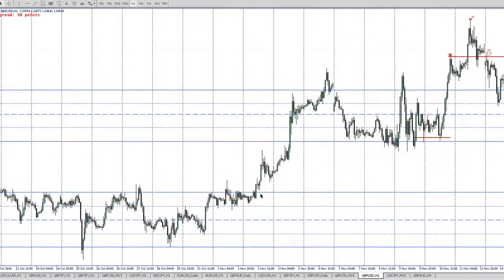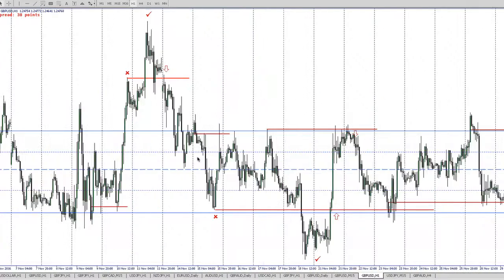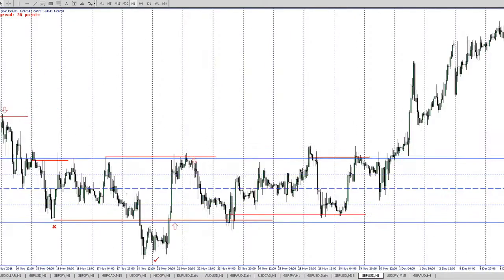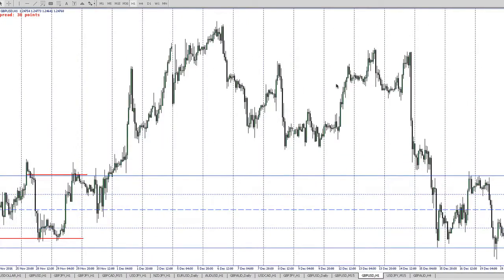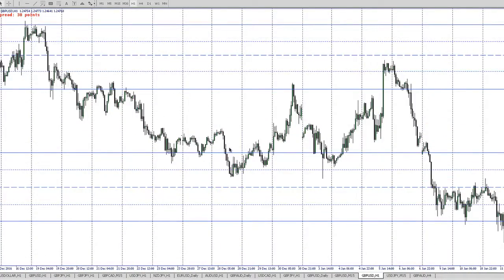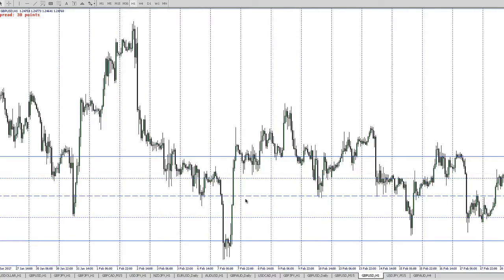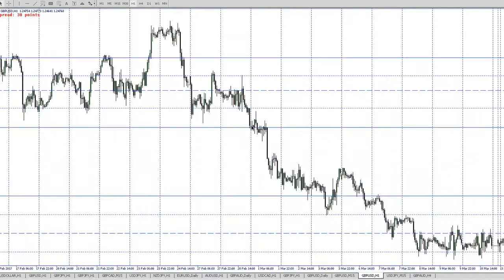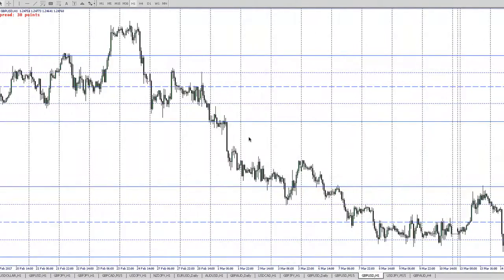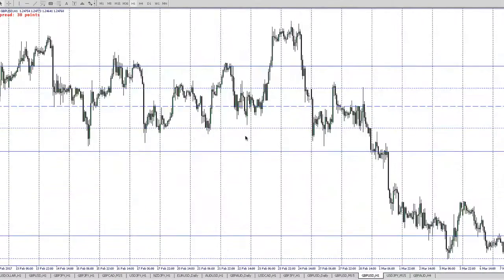So there's your range, then you've got a trend, then you've got a range, and then you've got a trend, then you've got a range, then you've got a trend, and then a range and a trend. You know, this is what the market does. Obviously it's obvious here, but like 80% of the time guys, the market is in a range. If you know how to trade in a range, you've got it down.